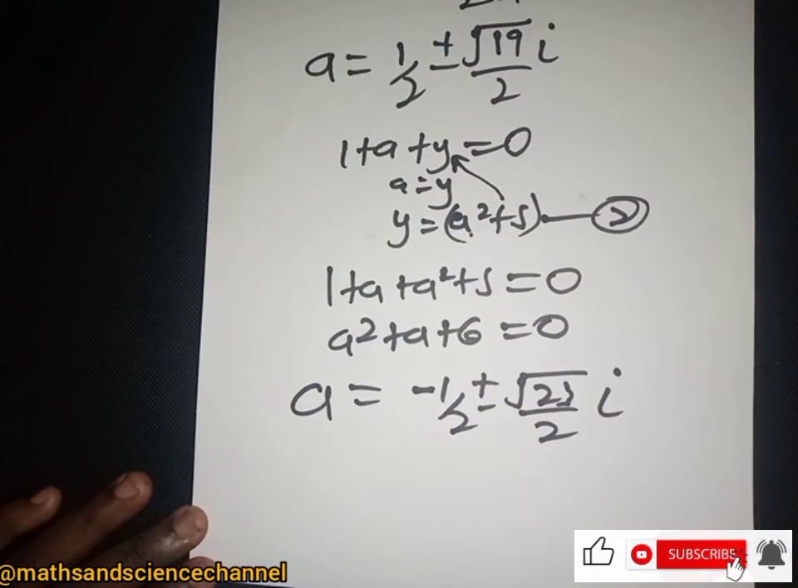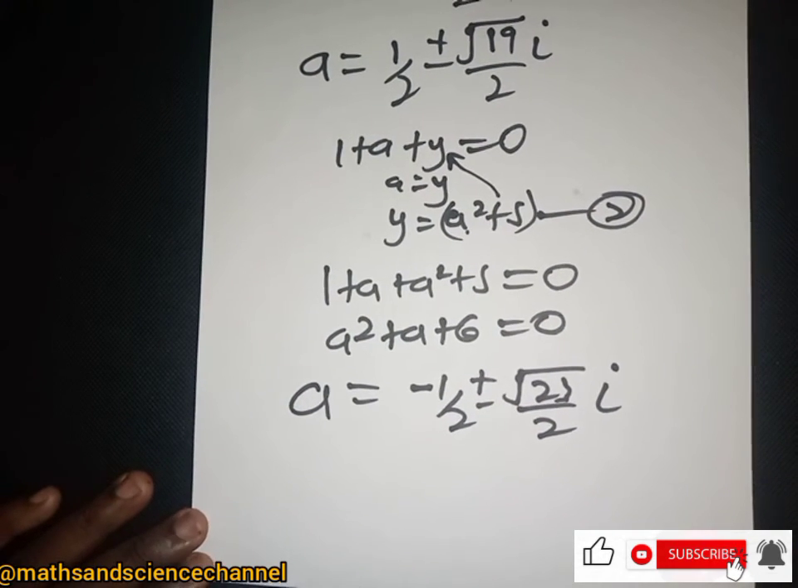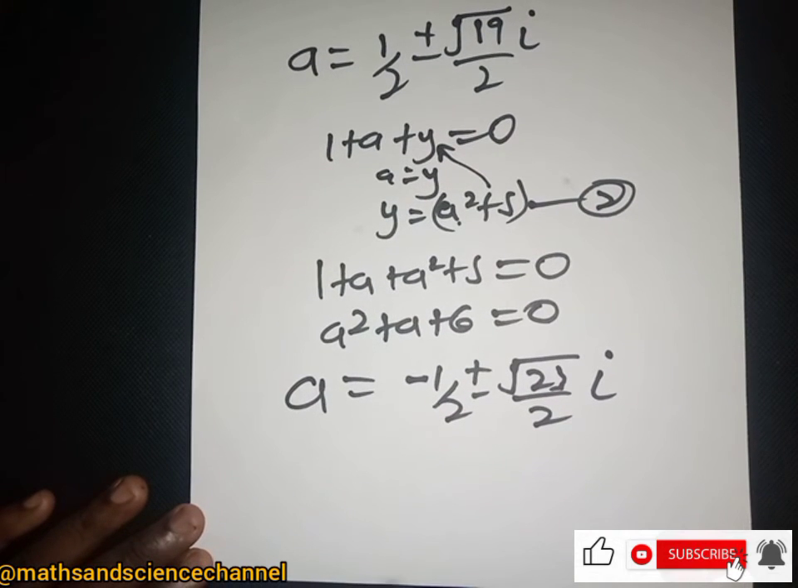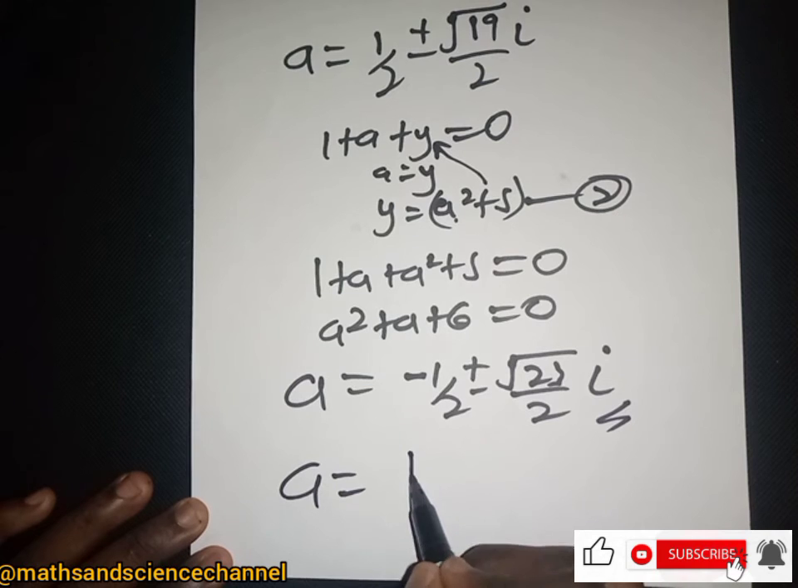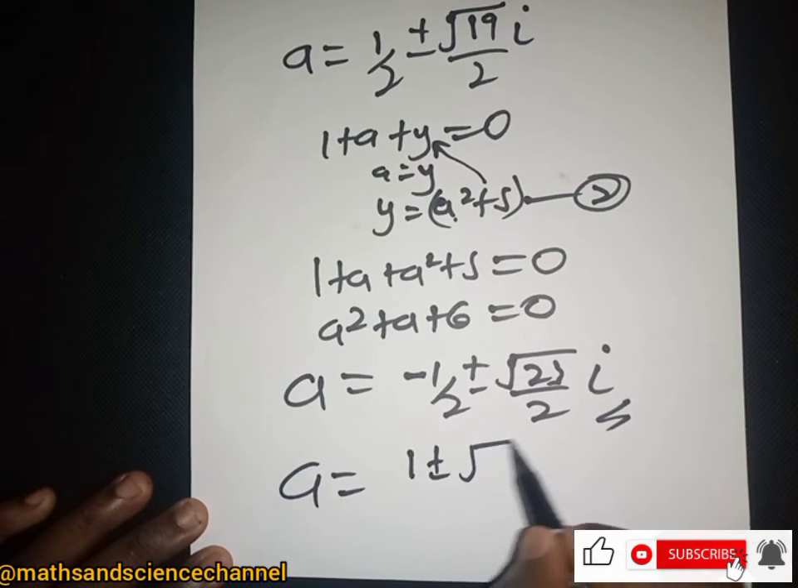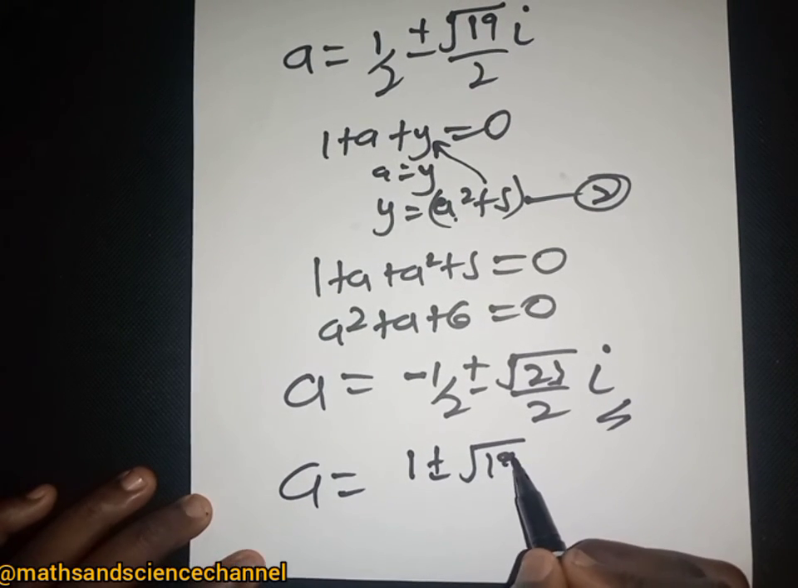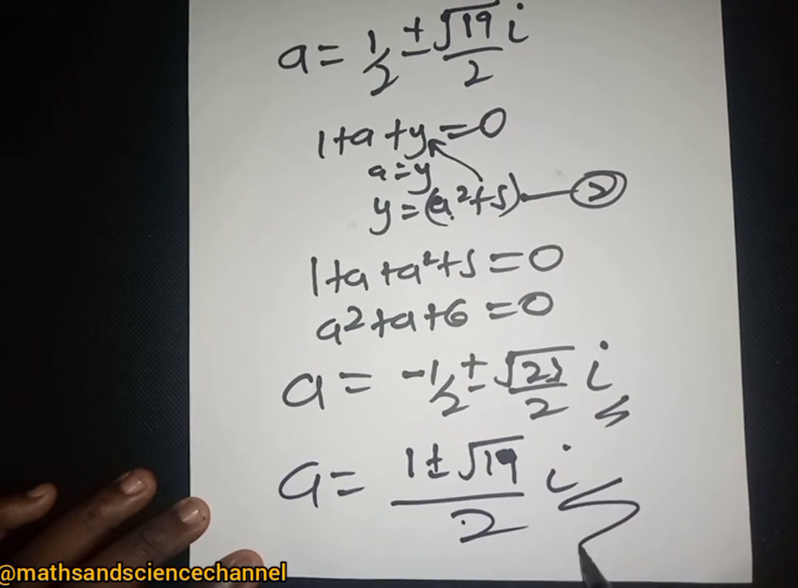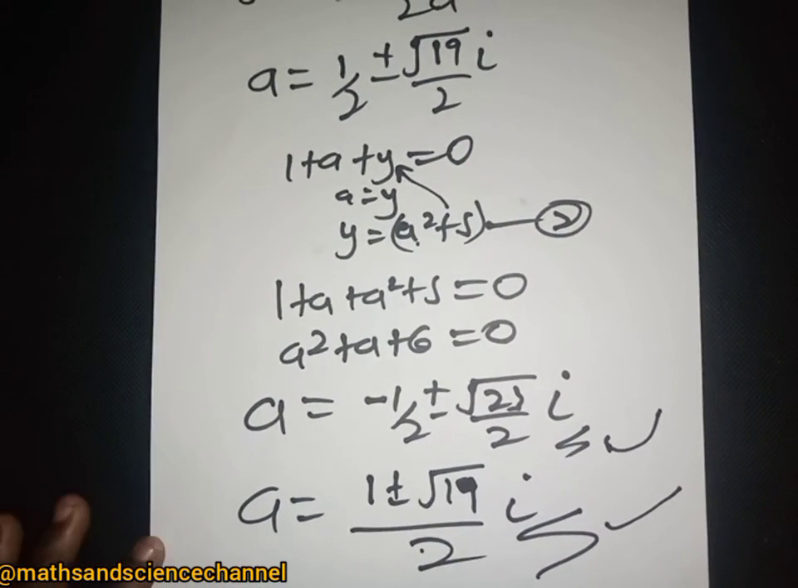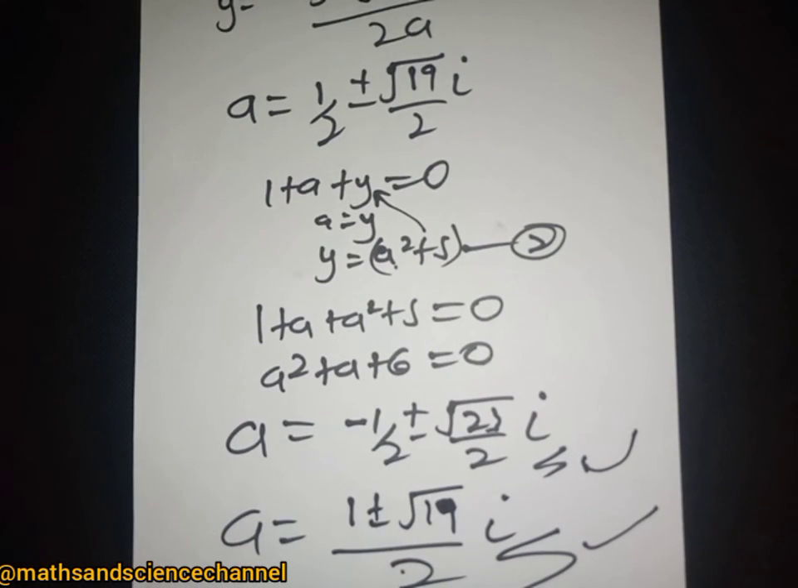So we have imaginary in both cases. As I said, quartic equations have imaginary values. So we have these, and then the first equation gave us root 19 divided by 2, the imaginary. So these two equations are what we have. So those are the possible values of a.